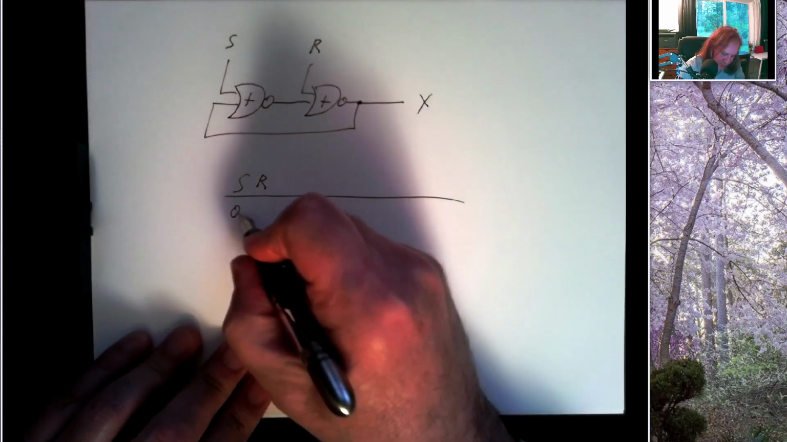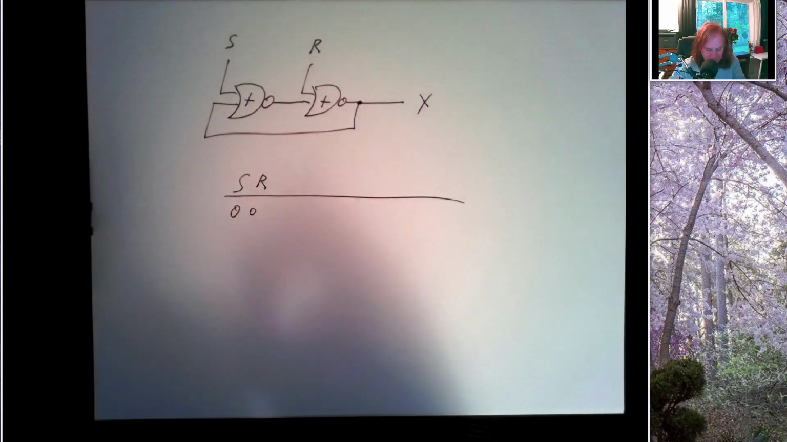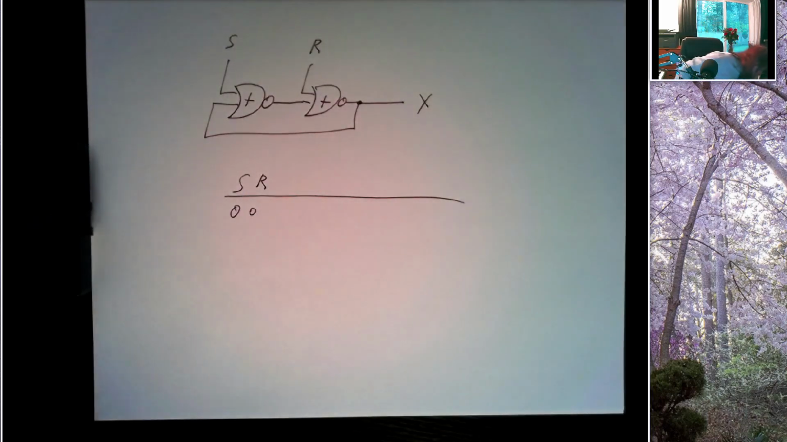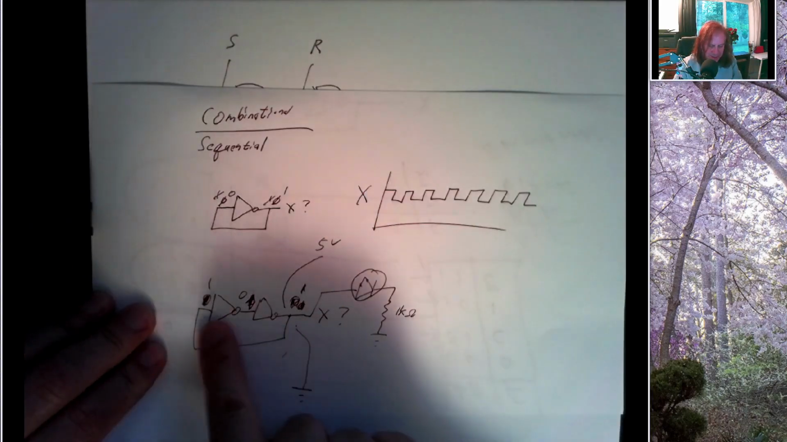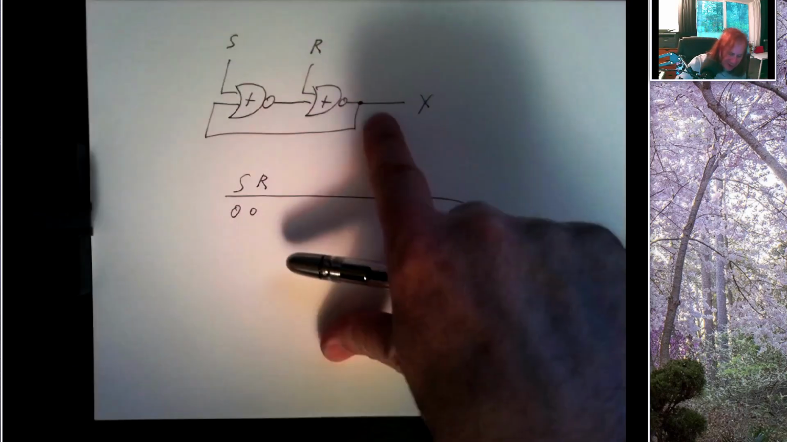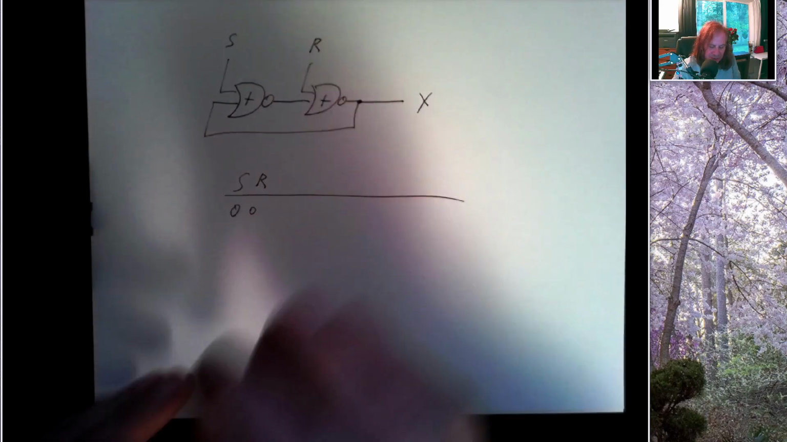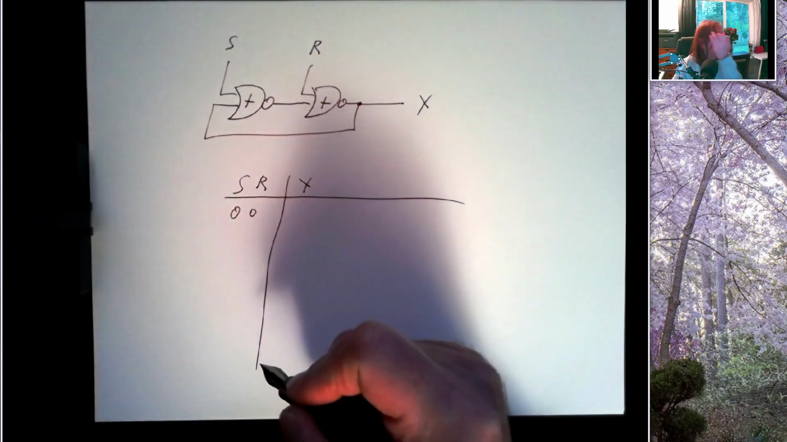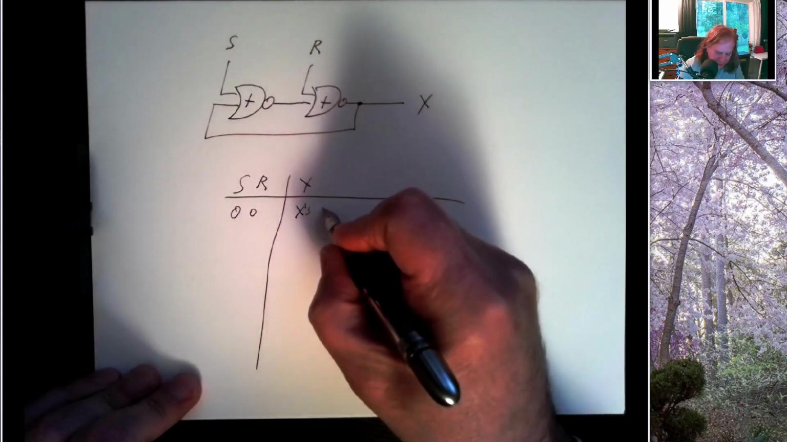So suppose S and R are both 0. Well, remember, if we have a NOR gate with a 0 going into one input, that acts like a NOT. It acts like an inverter. So each of these NOR gates is acting like a simple inverter. And whatever value X currently has, when we set S and R both to 0, it holds that value. So X is going to be X's previous value.